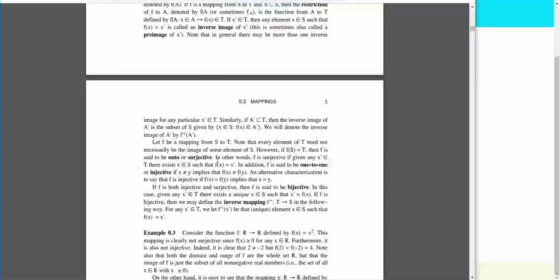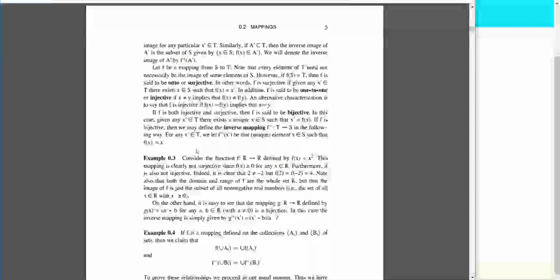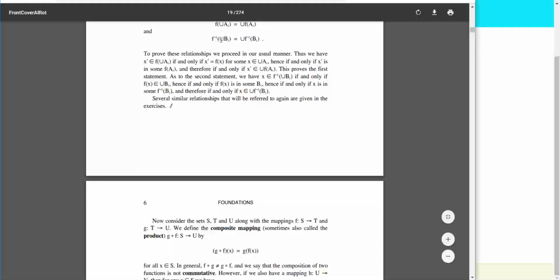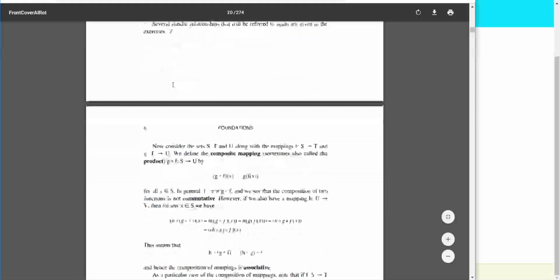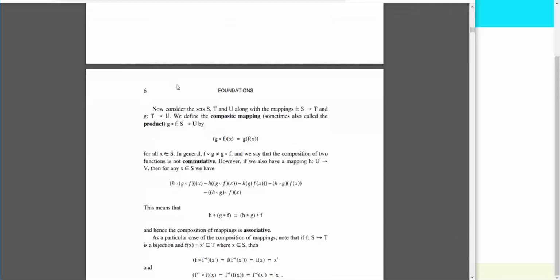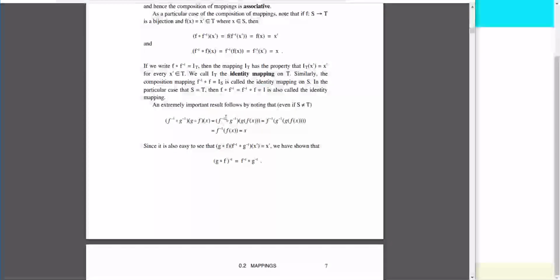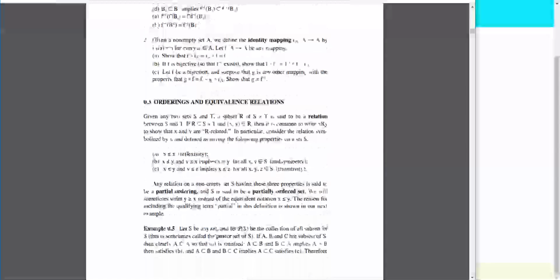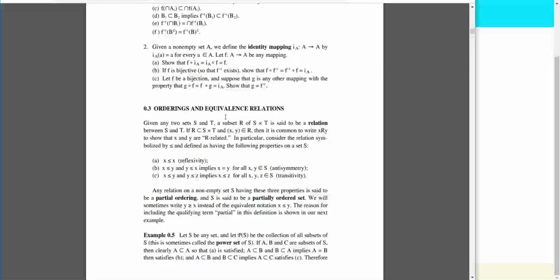Injective, surjective, we've done all of these, so that's fine with us. That's the inverse here, so we're good to go. Composition, we've done composition. I'm not sure what that is. Ordering and equivalence relations.